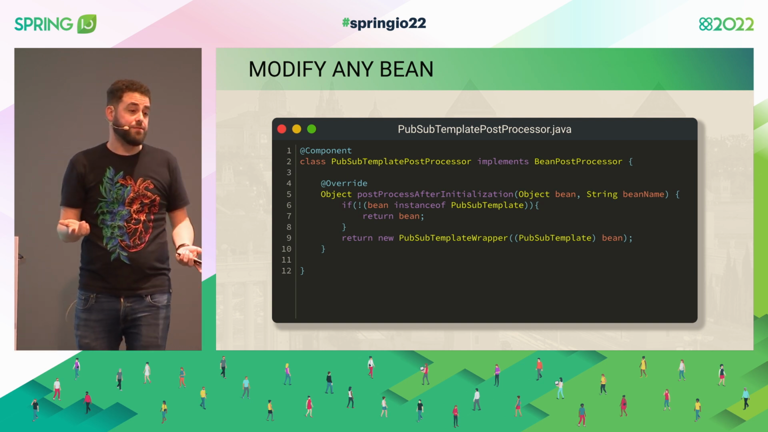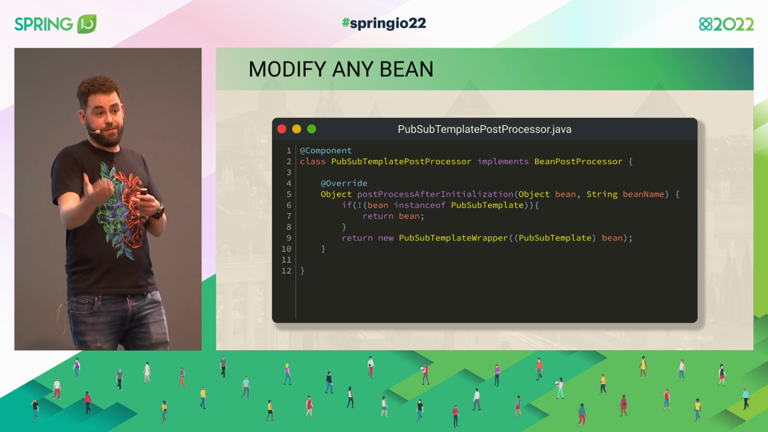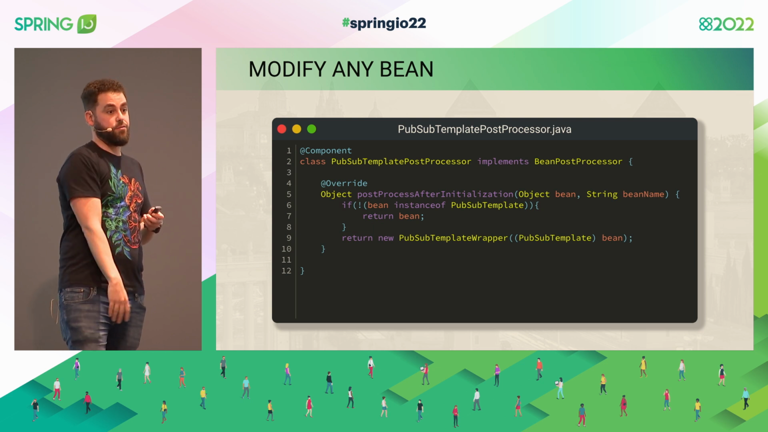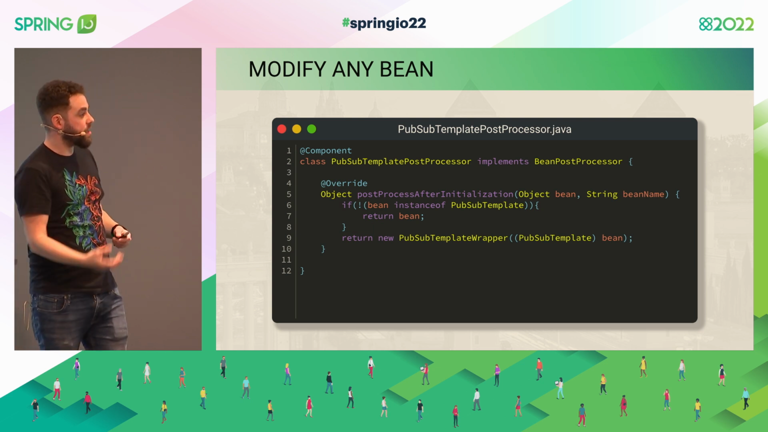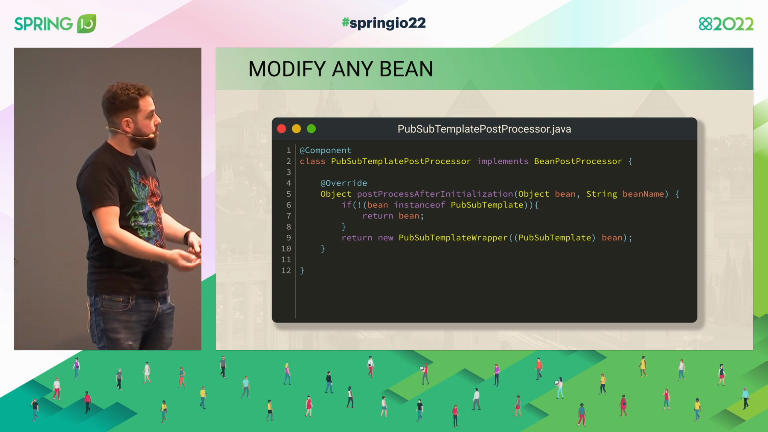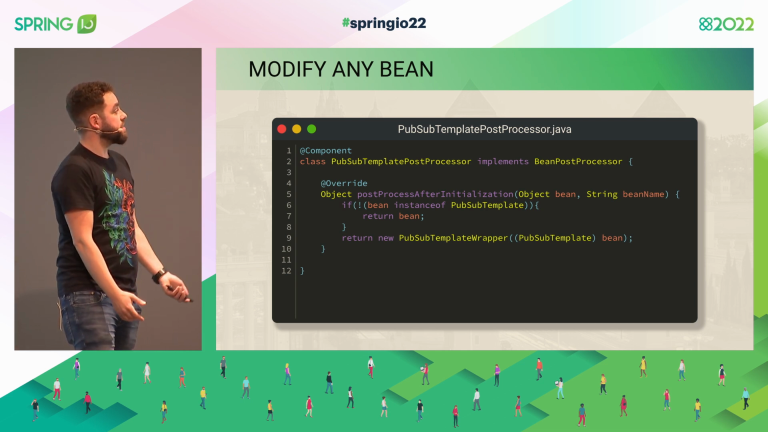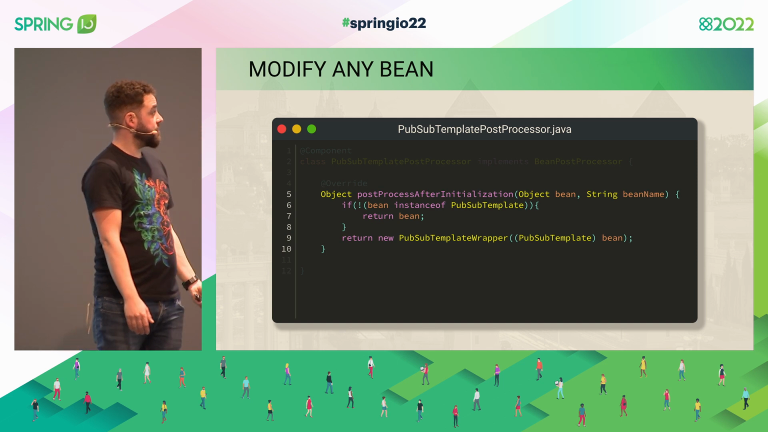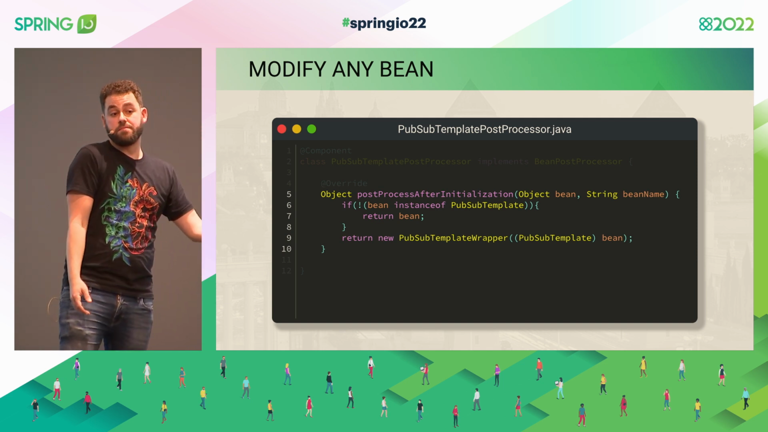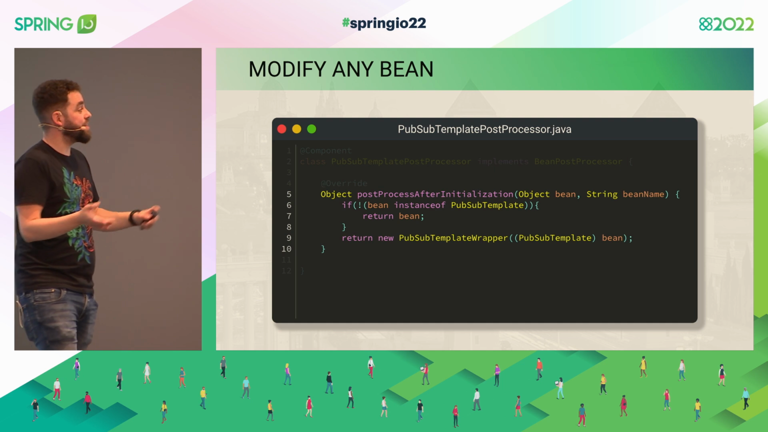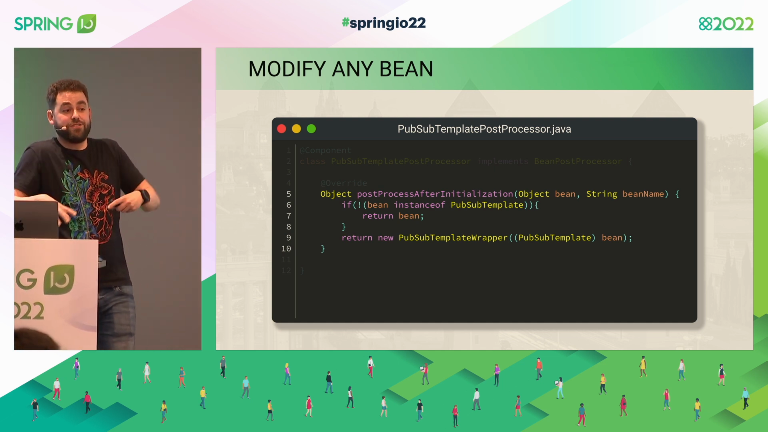It might not be customizable at all. And we still need to intercept the incoming request, what might be coming back if we are just subscribing through it. We might need to add some extra headers, whatever. So we can just say, OK, let's check if the bean that is created is a PubSub template. If not, I don't want to touch it. But if it is, last resort, we can always create our own wrapper.